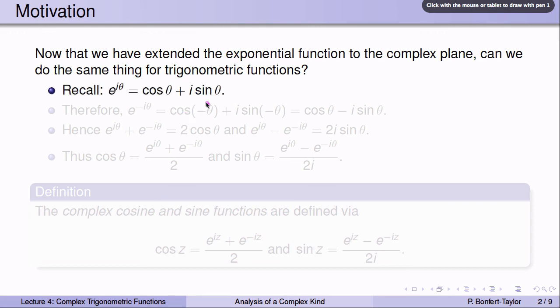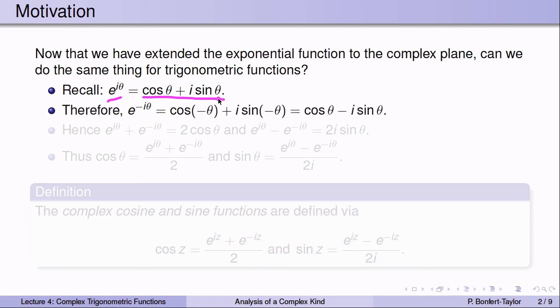Now remember, e to the i theta was our shorthand notation for cosine theta plus i sine theta. Therefore, e to the minus i theta, well, you just replace theta with minus theta, is cosine of minus theta plus i times sine of minus theta. But cosine is an even function. These are just our regular real-valued cosine and sine functions. So that's cosine of theta, but sine is an odd function, so sine of minus theta is minus sine of theta.